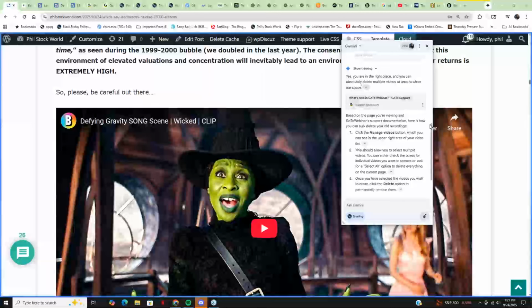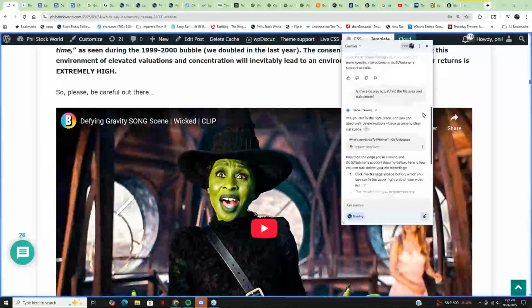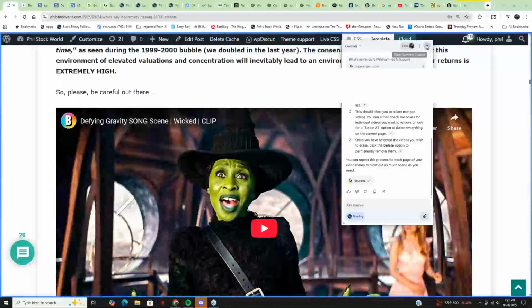But then I said to it, is there any way to just find the file area and delete them? And it said, oh no, you don't have to do that. You go to manage videos, and then you can select multiple videos and bulk delete them, which was excellent advice. It took care of the problem very quickly. So that's the advantage of this in-window Gemini.